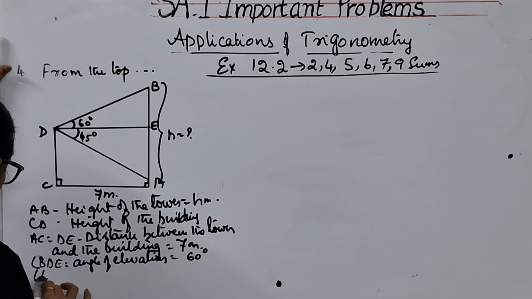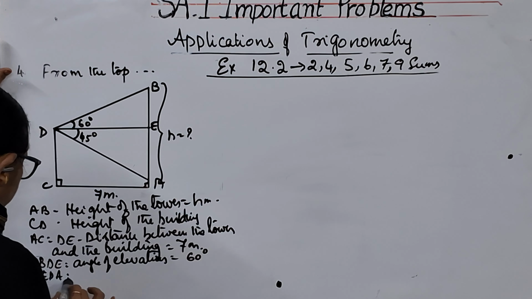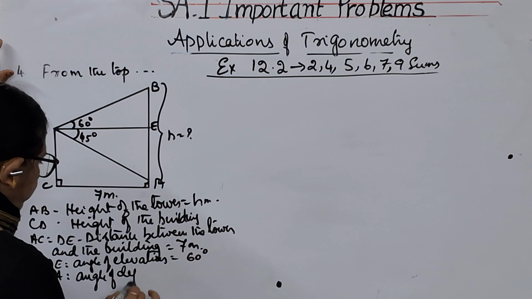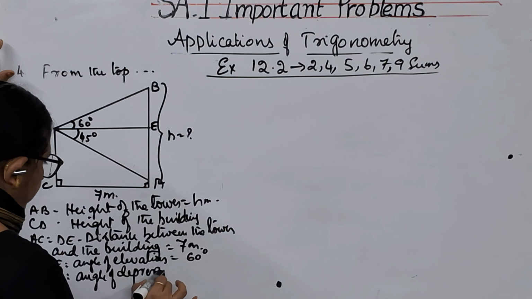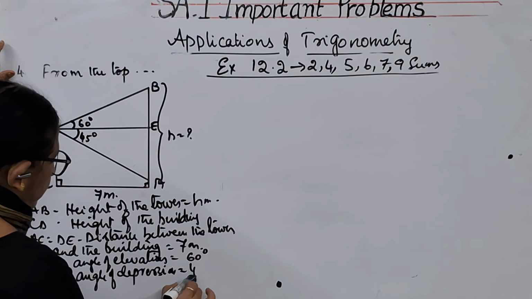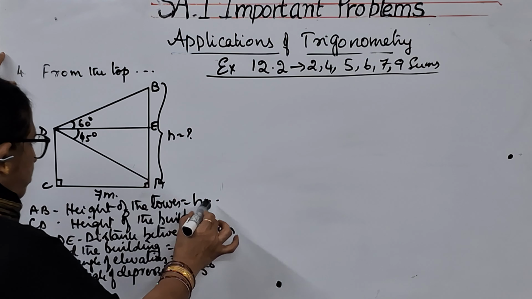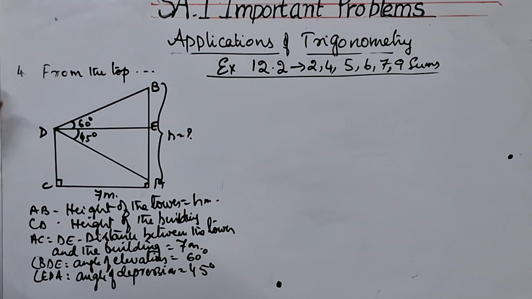Angle EDA, angle of depression, this is given as 45 degrees. Now the question: AB, what is the height of the tower? I hope you have understood this, children.